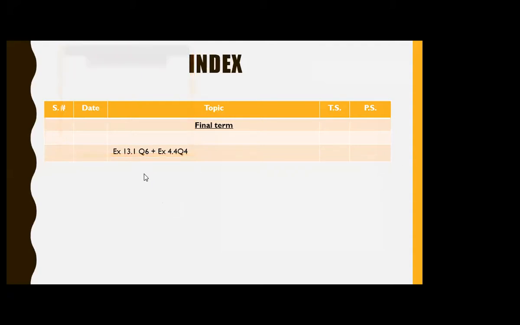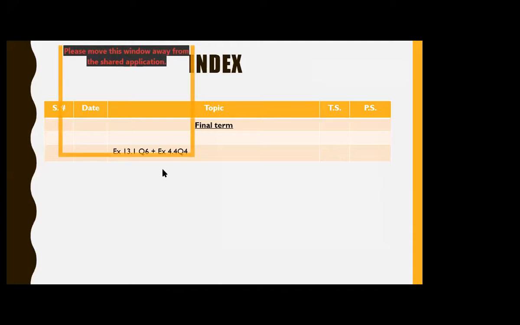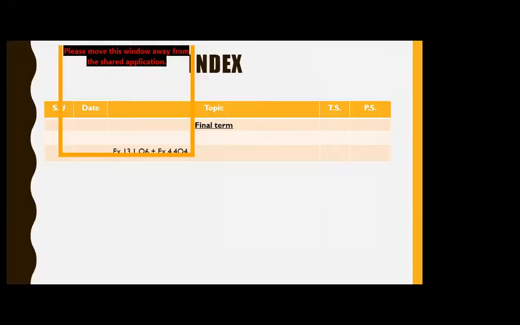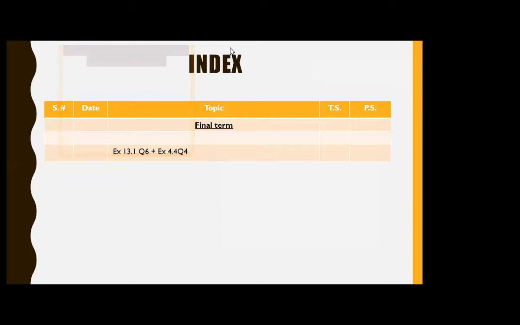No? So this is 13.1 question number 6, 4.4 question number 4. First you have to show me question number 4 of exercise 4.4 and then 13.1 question number 6. Okay? Yes, Ramla, you are right. I gave you the example question. Right now, I want you all to attempt question 6 that is based on PQRS.